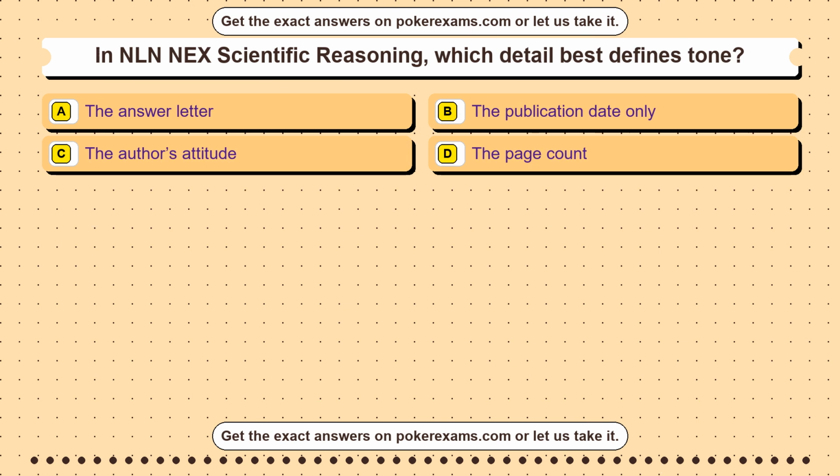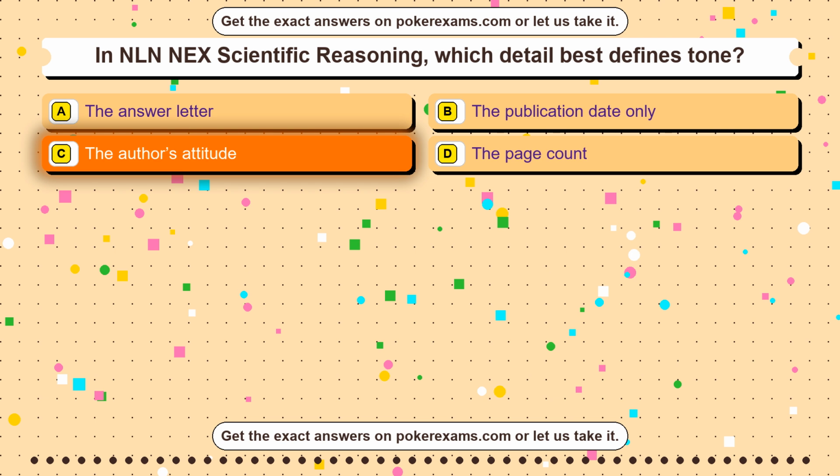Question 43. In GED science practice test, which word best replaces very big? Option A, weak. Option B, brief. Option C, enormous. Option D, tiny. The correct answer is option C.